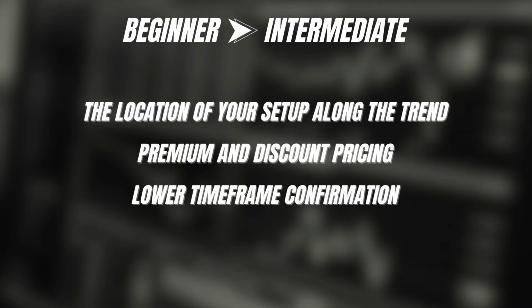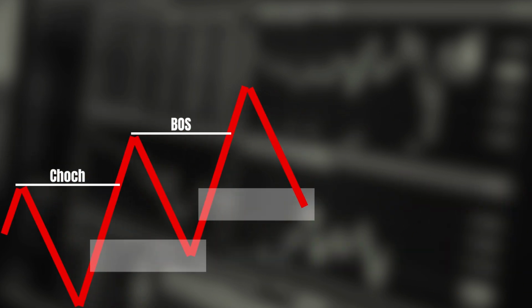Let's look at the second concept, premium and discount pricing. Remember, these concepts are not meant to be applied separately, so we will use them together. In this example, is this a good setup to buy from? Yes, because it is the second setup since the start of the uptrend. Remember, the first 3 setups are safe to execute your trades. Our second confluence will be premium and discount pricing.